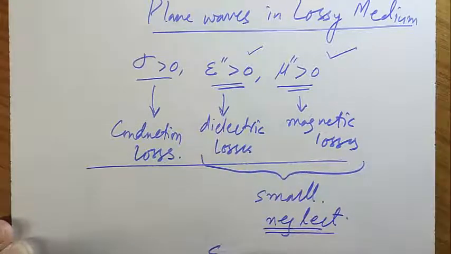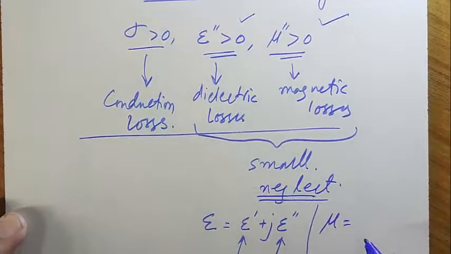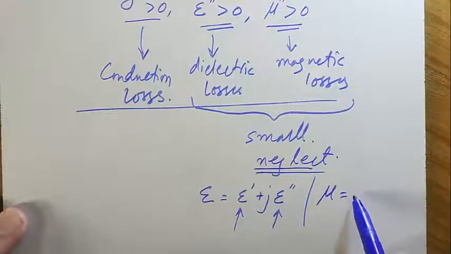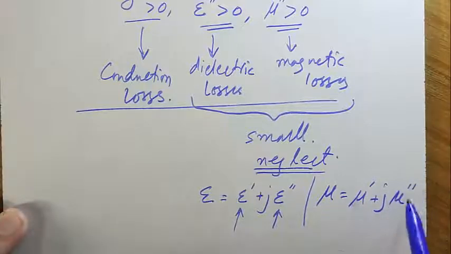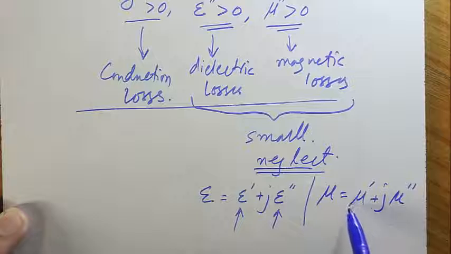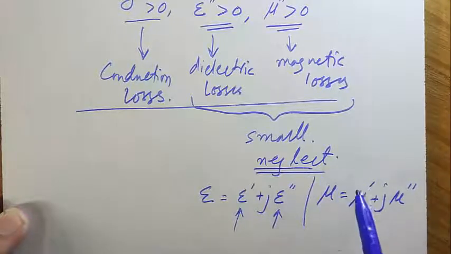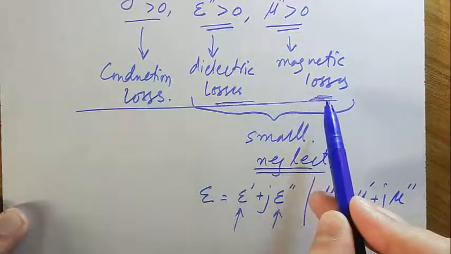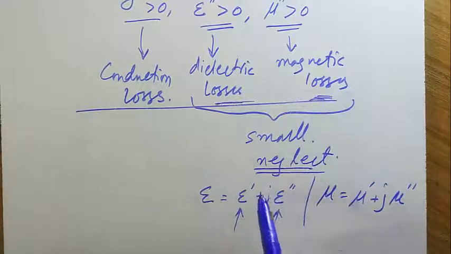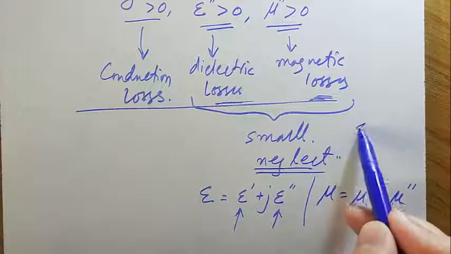Whereas epsilon in general form is equal to epsilon dash plus j epsilon double dash, where this shows the real part and this shows the imaginary part for any material. Likewise is the case with permeability. So permeability is also mu dash plus j mu double dash. In most of the materials, we have very low dielectric and magnetic losses. So what we can do is neglect them, and say that we have only real values of epsilon and mu.